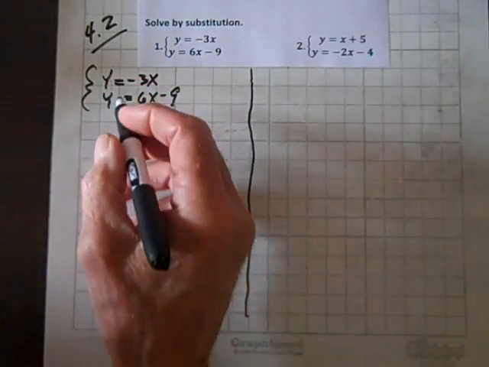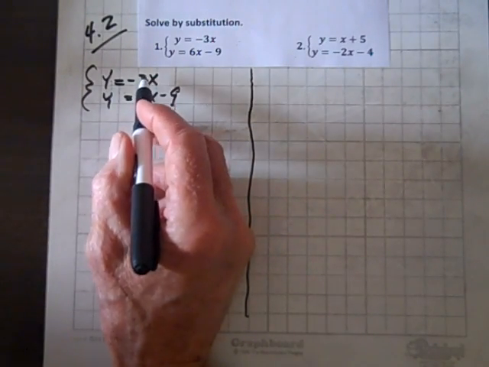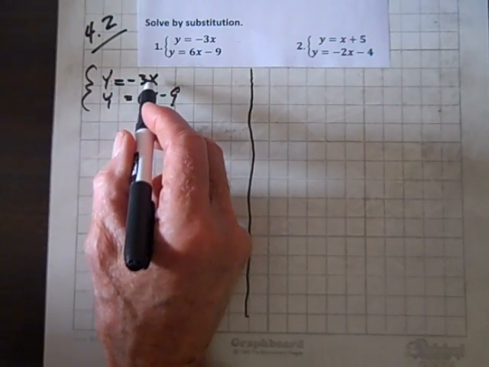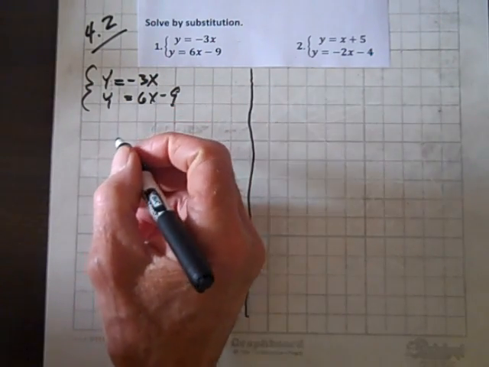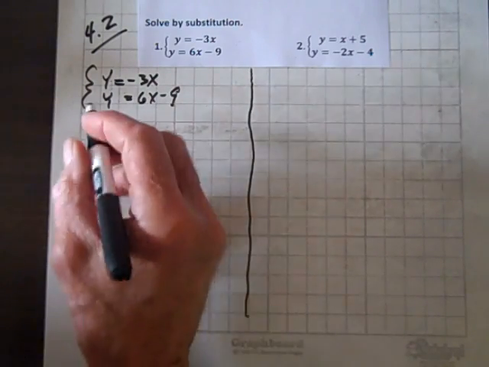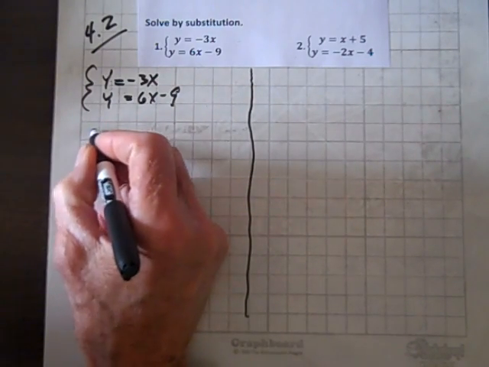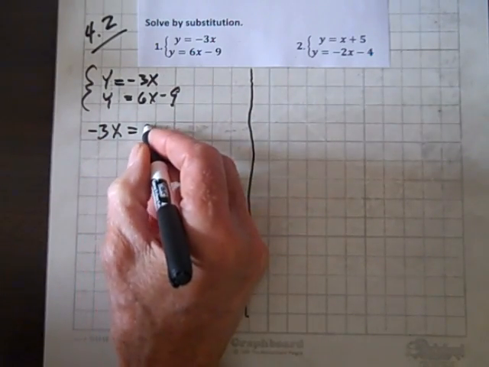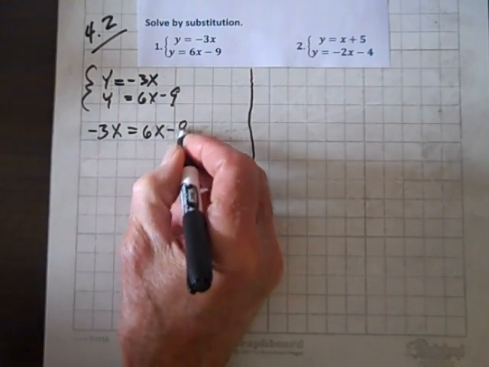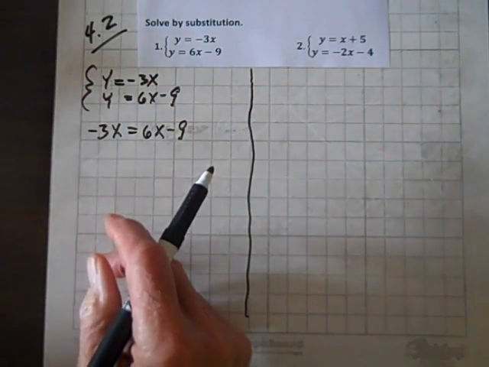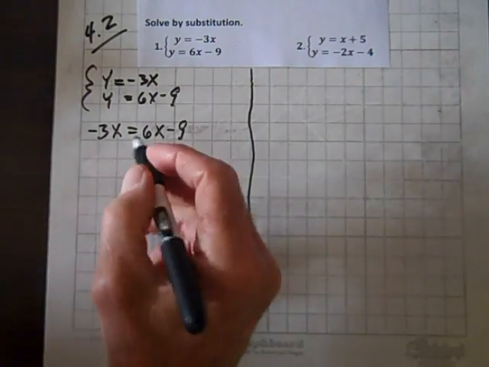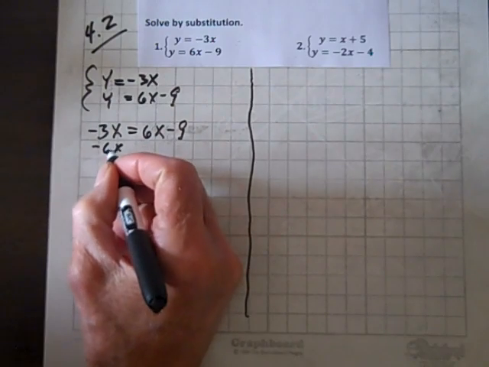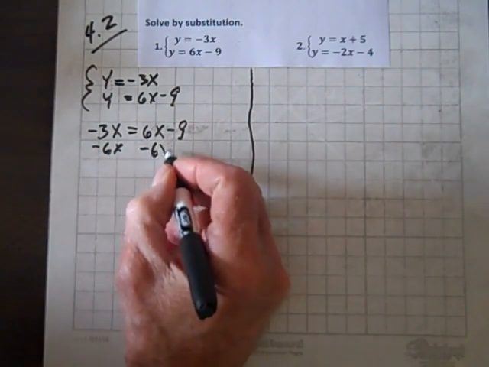system. So we're going to substitute, since y equals negative 3x, we're going to substitute negative 3x, place it right here in place of y. So let's see, we've got negative 3x equals, and there's that 6x minus 9. And now we'll get all the x's on the left and everything else on the right, so we'll subtract 6x from both sides, minus 6x, minus 6x.